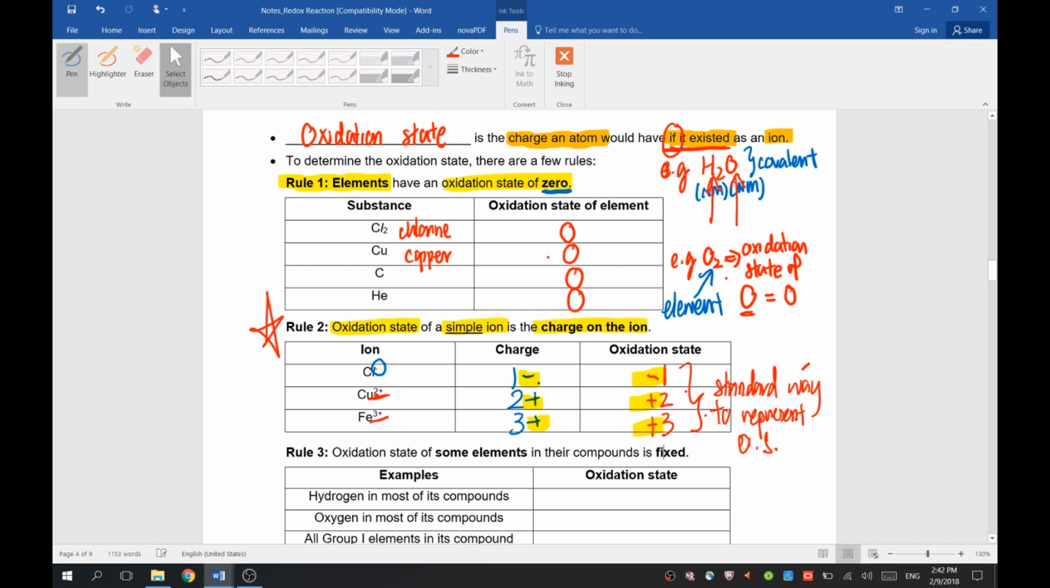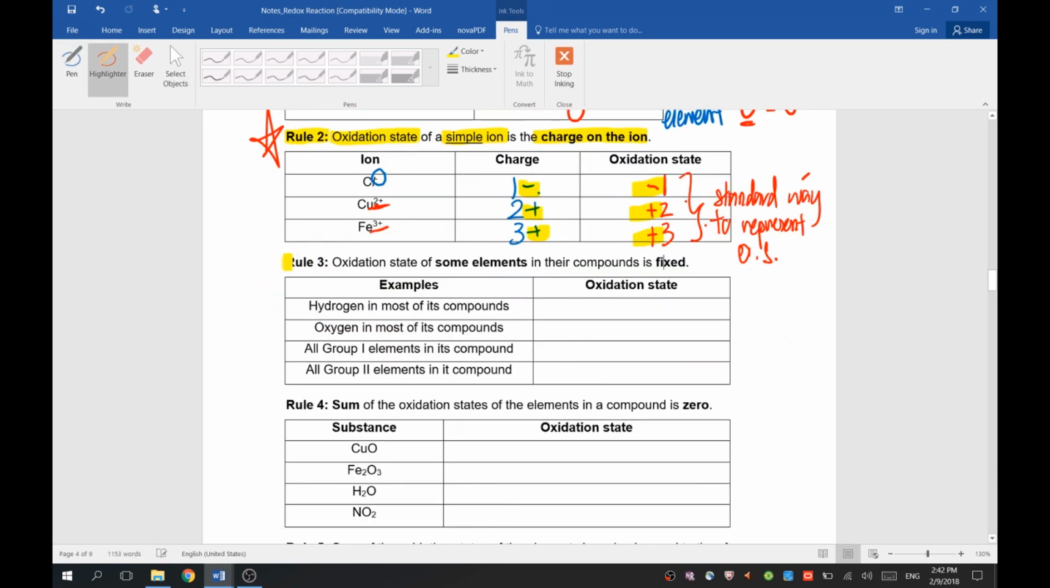Okay, let's take a look at rule number 3. Rule 3 tells you that some elements have a fixed oxidation state. What's the meaning of fixed? Basically, there's a shortcut you can use when you're looking at them in a compound. For instance, hydrogen in most compounds has an oxidation state of +1. Oxygen is given as -2. All group 1 elements are given as +1. All group 2 elements are given as +2.